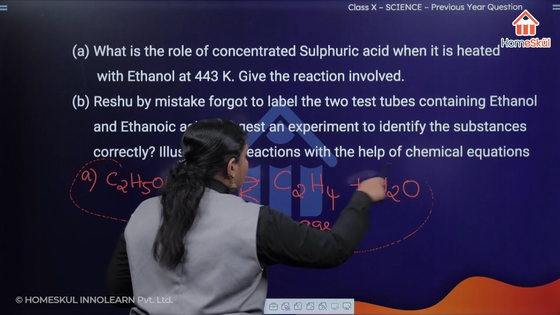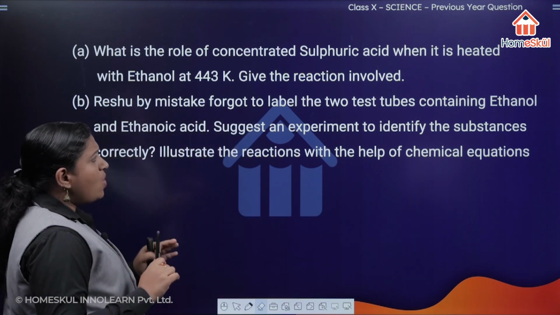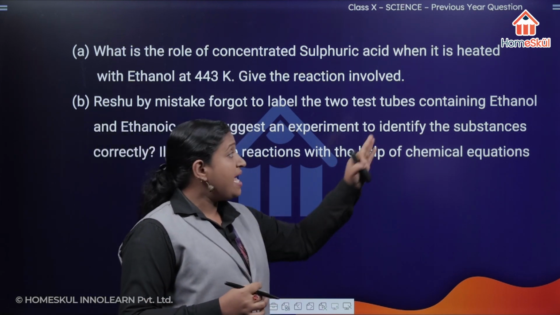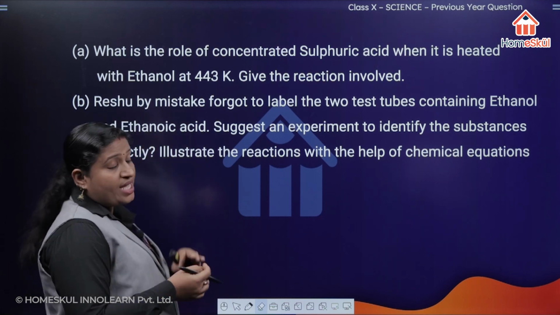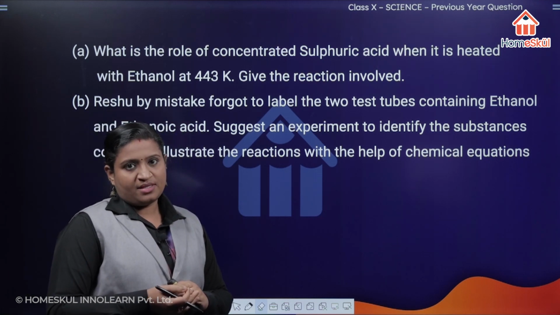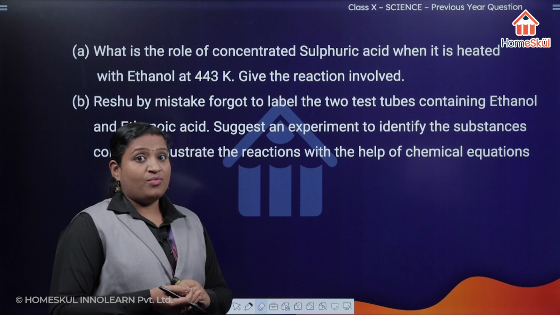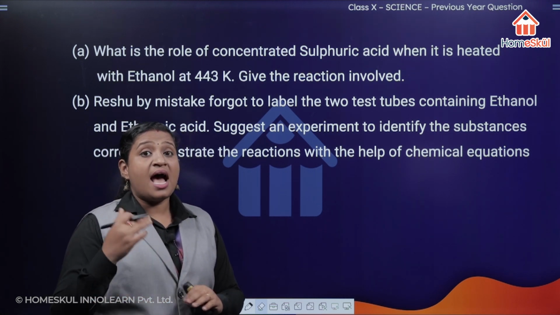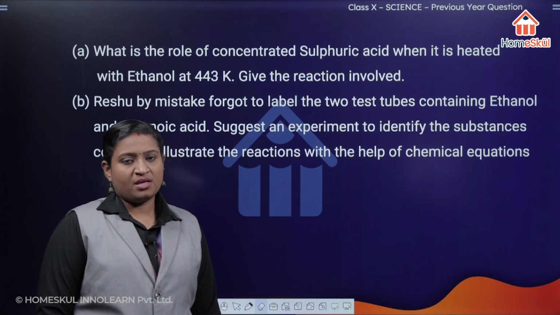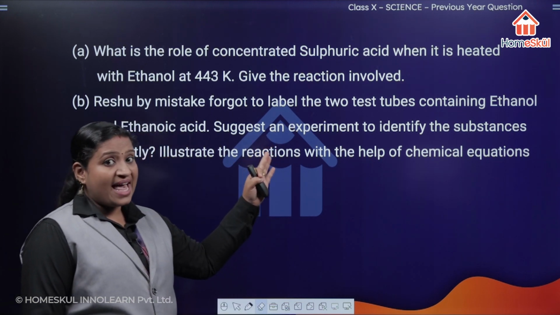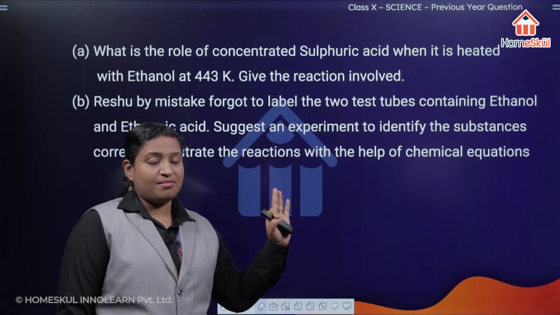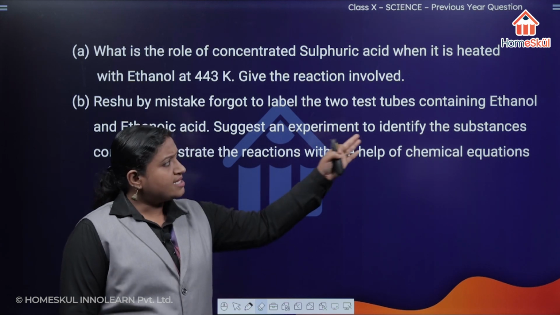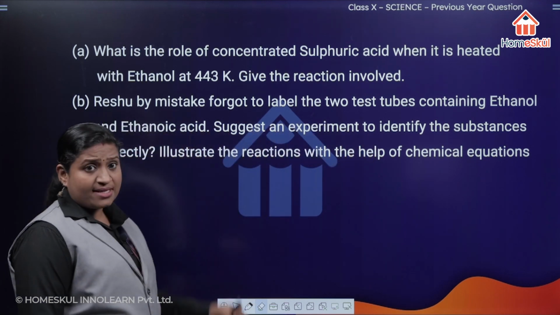Okay. So, can you just tell me, how can we distinguish between ethanol and ethanoic acid? Yes. Think about the reaction with metal carbonates and metal hydrogen carbonates. Out of these two, one reacts with metal carbonates and metal hydrogen carbonates. Is it ethanol or ethanoic acid?